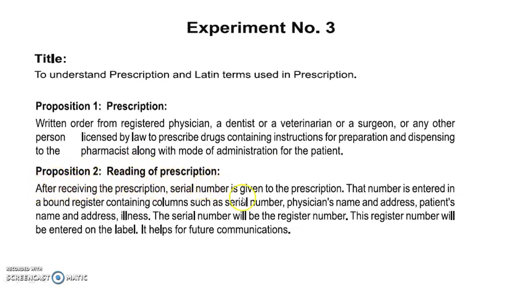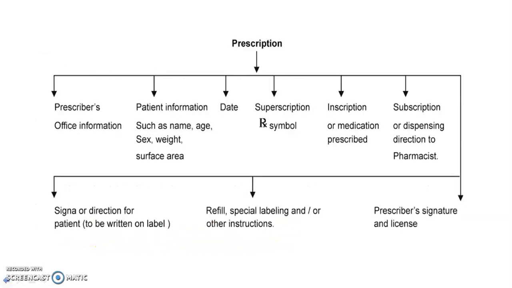After receiving the prescription, a serial number is given to the prescription. That number is entered in a bound register containing columns such as serial number, physician's name and address, patient's name and address, illness. The serial number will be the register number. The register number will be entered on the label. It helps for future communications.